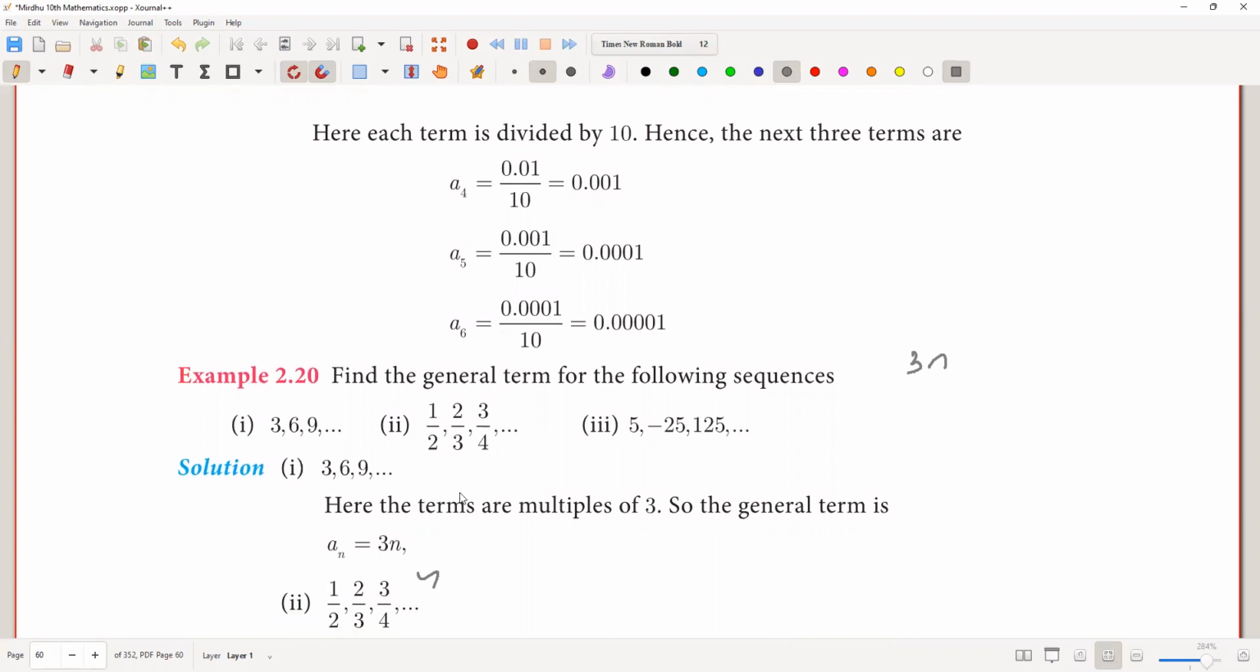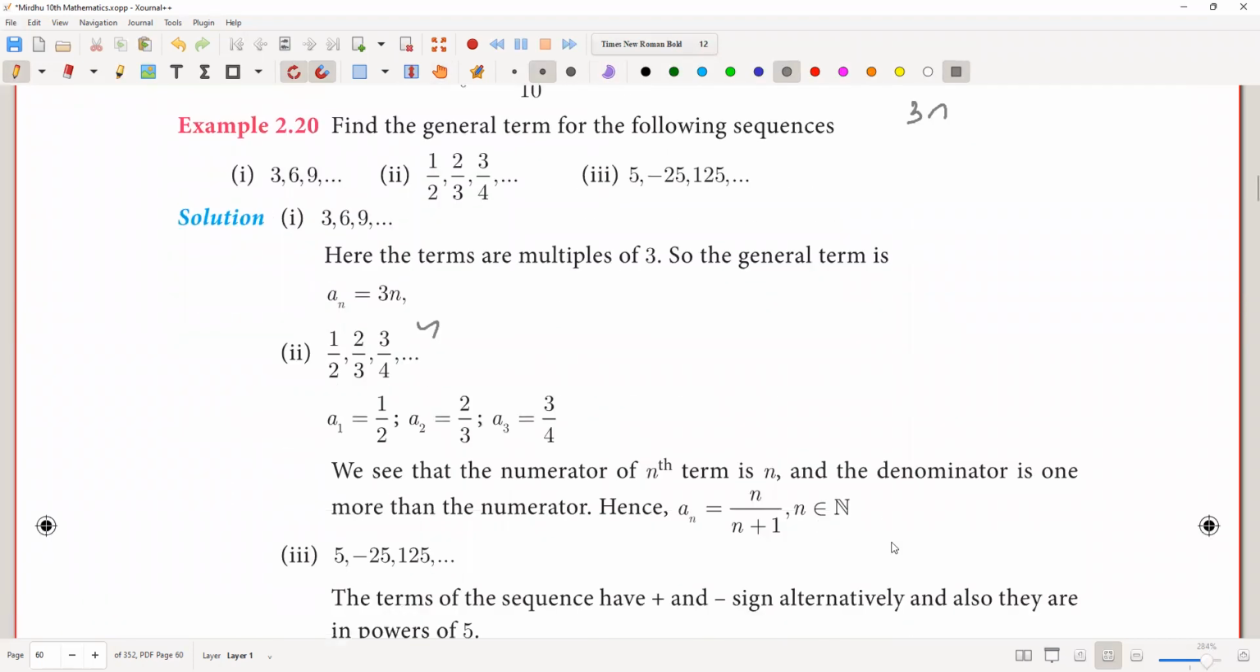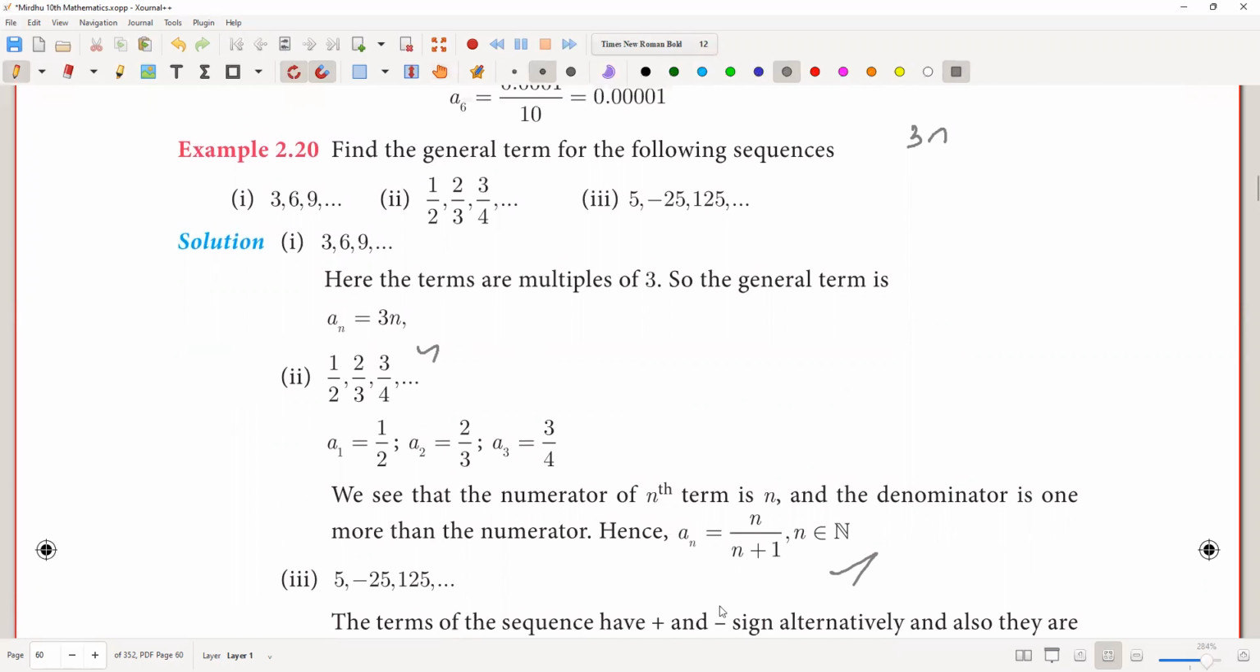n by n plus 1. Good. n by n plus 1, you will be receiving the answer. When you think about it, you will be definitely getting the answer. Don't worry about it.